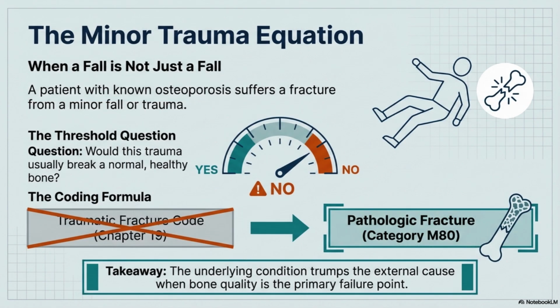When a patient with osteoporosis experiences a fracture after a minor fall or low-impact event, the key question is whether that level of trauma would normally break a healthy bone. If the answer is no, then the fracture is considered pathologic, and you code it to M80 rather than using a traumatic fracture code. In these situations, the underlying bone disease is the primary reason the bone failed, so the osteoporosis with current pathological fracture code takes priority. This approach ensures the coding accurately reflects the patient's true clinical picture.